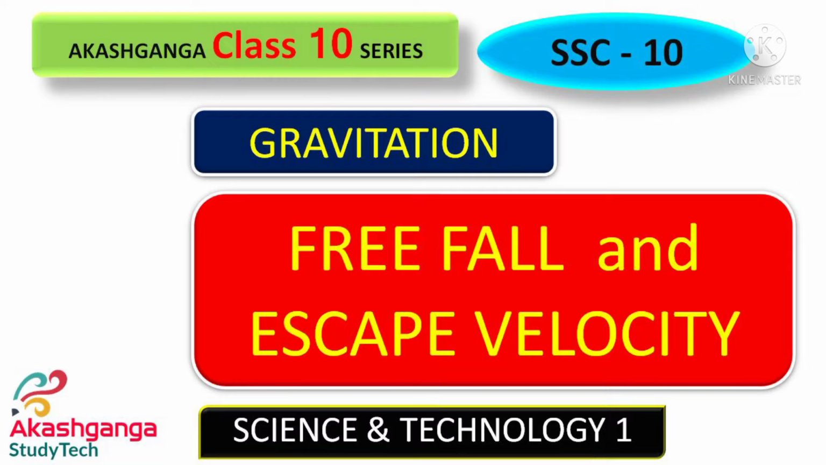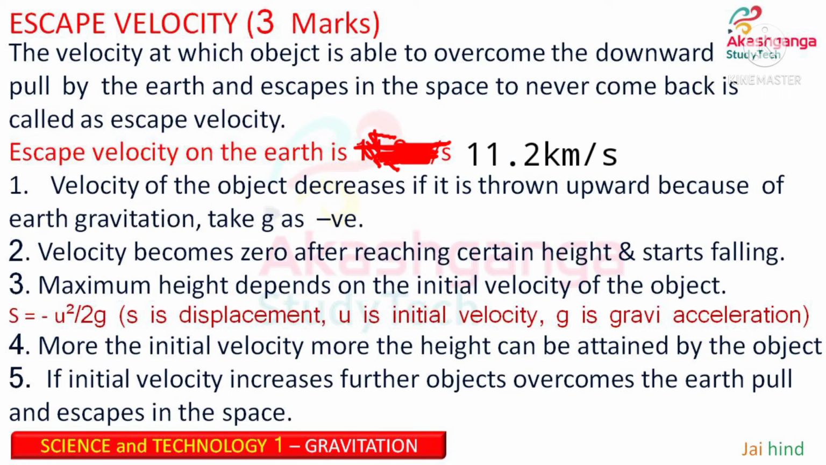When this kind of question is asked in the exam, you first write down the definition of the escape velocity. The definition of the escape velocity is the velocity at which an object is able to overcome the downward pull of the earth and escapes into space to never come back. And write down the escape velocity on the earth, which is 11.2 km per second.